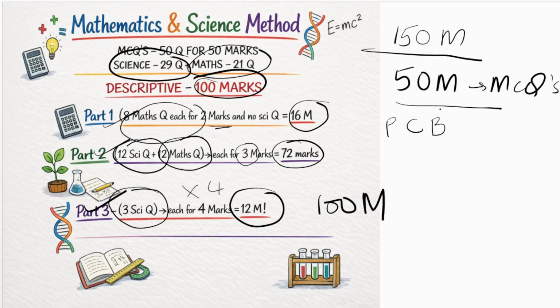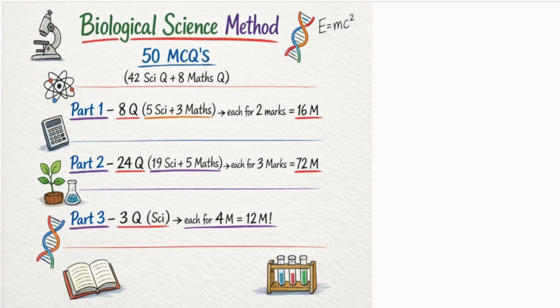So here all subjects are important. Biology is also important. Okay, next there is one more, the biological science post. In the biological science post, the paper pattern is the same. The paper pattern is 50 MCQs and then a descriptive paper of 100 marks.